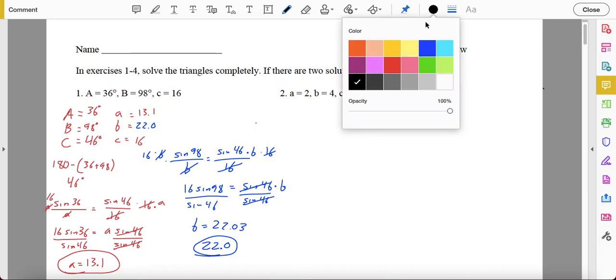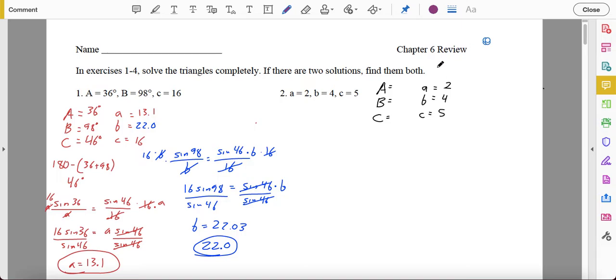I'll do all the work in a different color now. Let's pick this interesting pink color. Okay, so notice here we don't have a complete set. We don't have a side and its corresponding angle. Remember, that is the prerequisite for using the law of sines. Remember, law of sines is sine A over A equals sine B over B equals sine C over C.